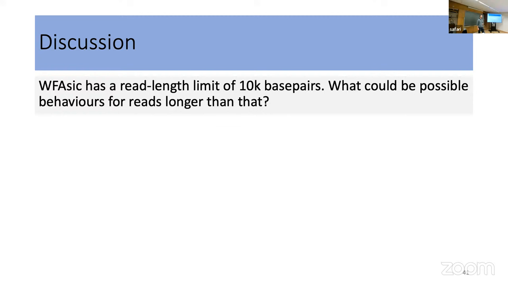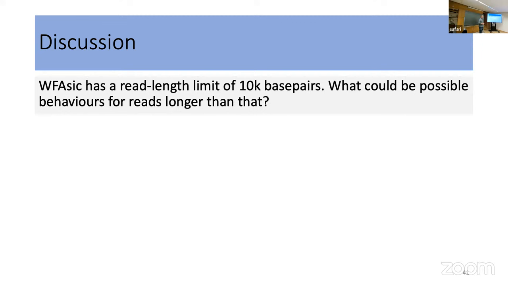Could you repeat for me where this limit actually comes from? I'll repeat for the microphone: why is there this limit of 10,000 base pairs? It actually isn't talked about that much in the paper, and it's also going to be my next discussion question, so I'm not going to talk about it right now.